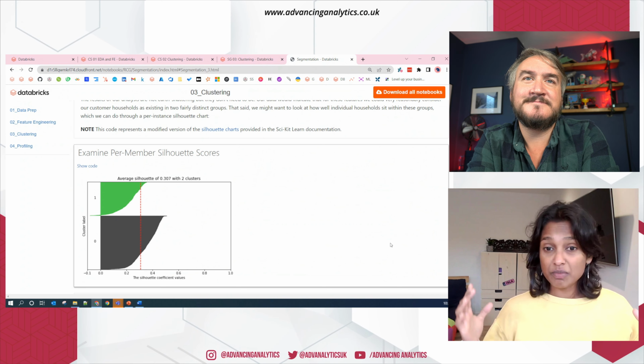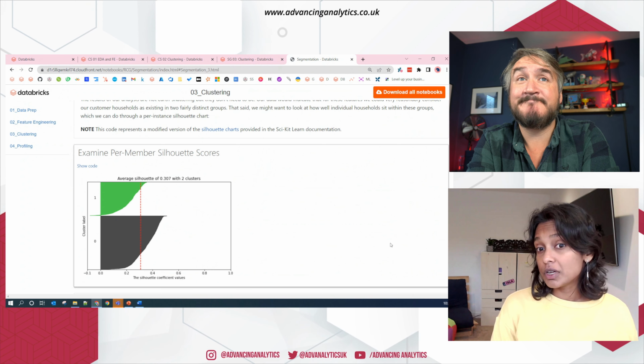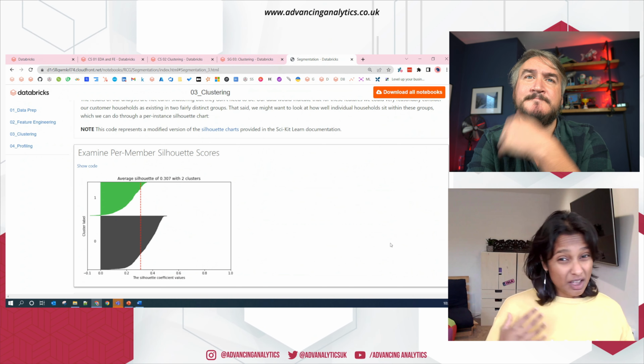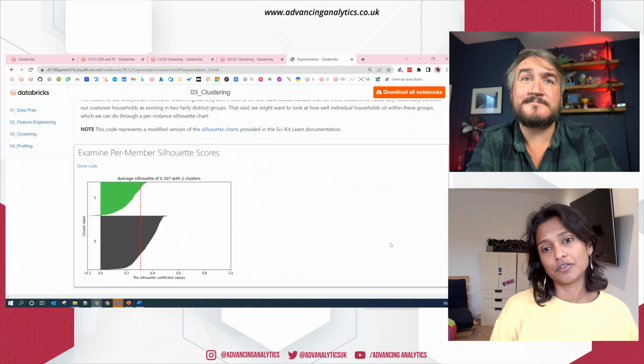Personally, I'd like to know if anybody has used the solution accelerators. How have they found it? Have they found it really useful? Have they come across any challenges? Just like to get some feedback about it and whether they'd like to see us talk about different solution accelerators.